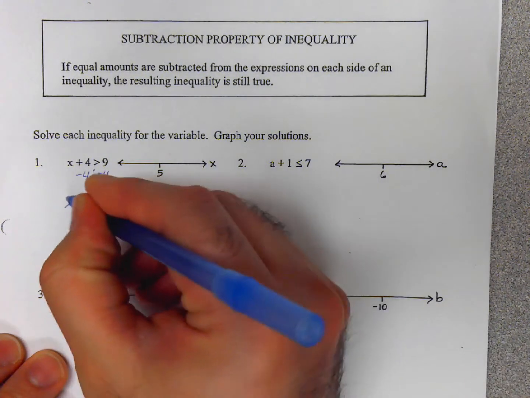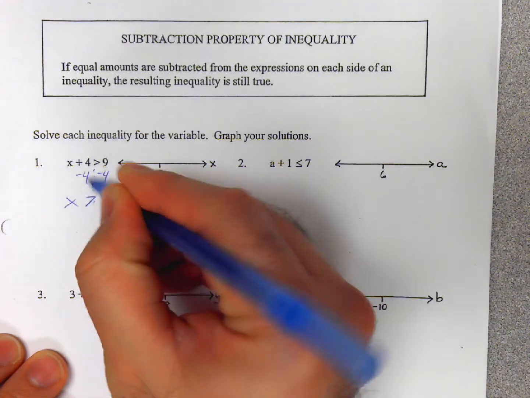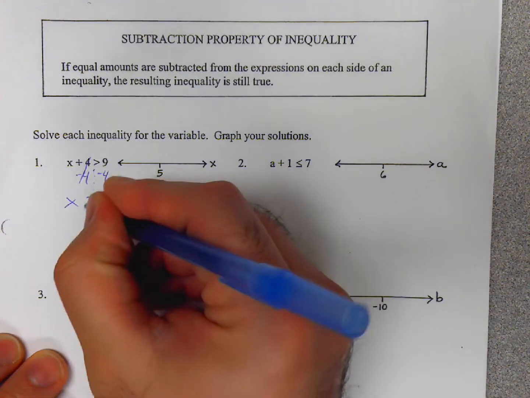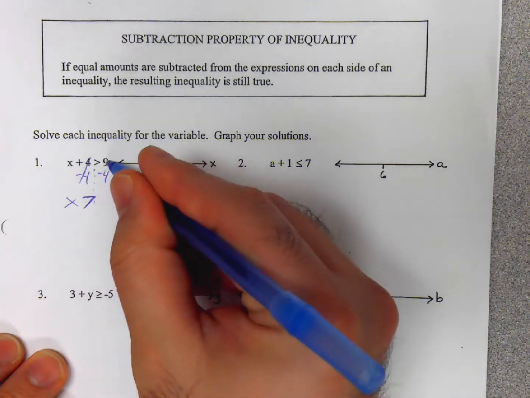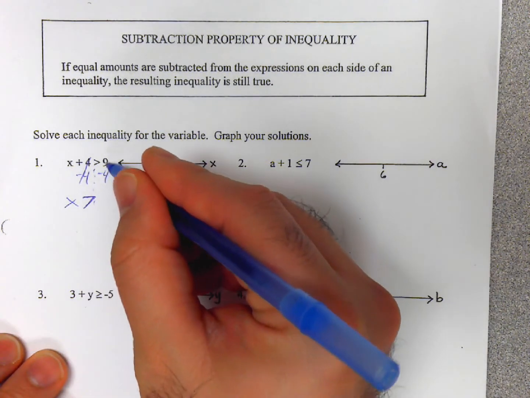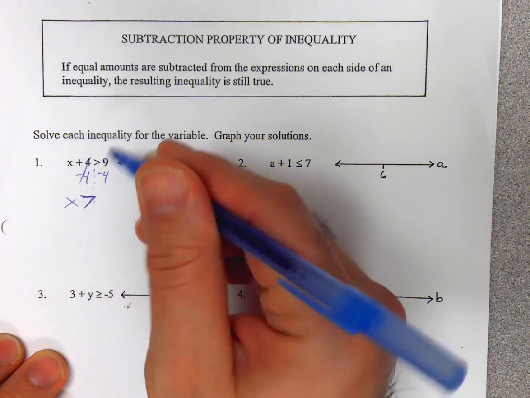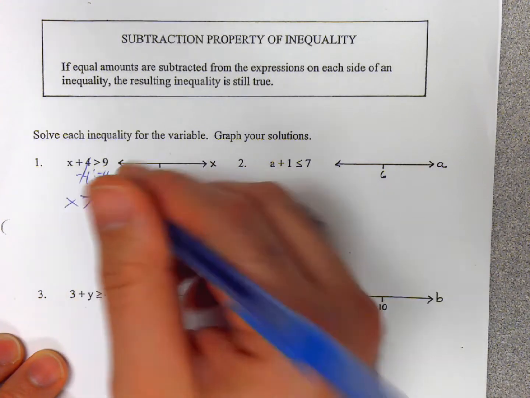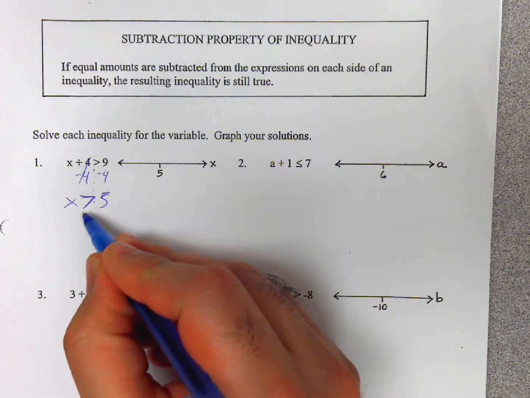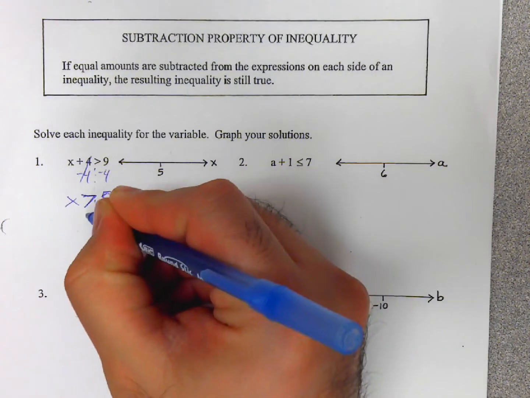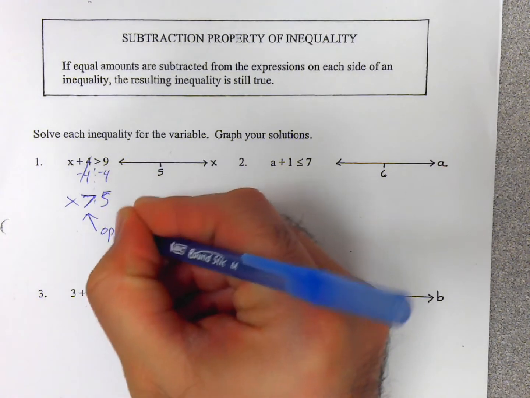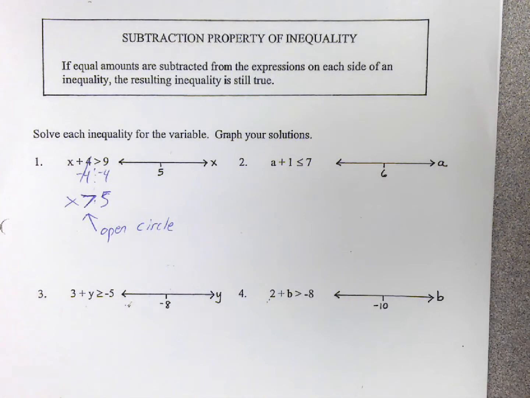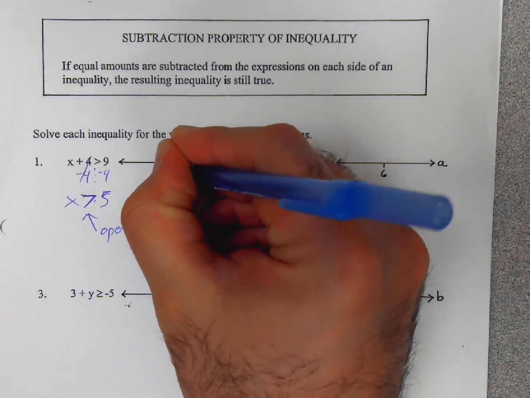So x ends up being greater than, because the 4s cancel out, 5. X is greater than 9 minus 4. Well, 9 minus 4 is, yep, 5. All right? So now when I'm graphing this, I know that this is going to be an open circle, right? Open circle because there's no equal to, right? So at 5, I'm going to draw an open circle.